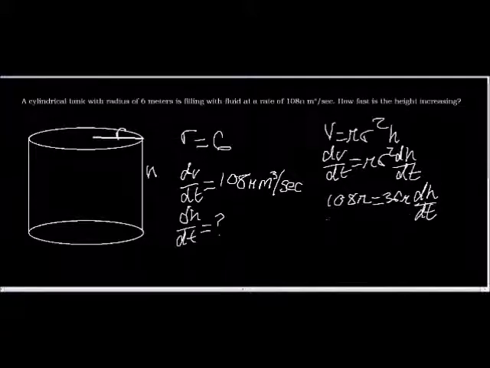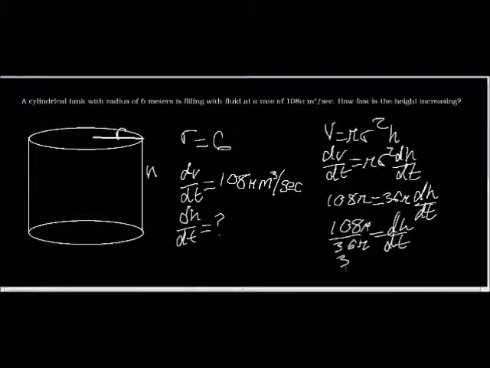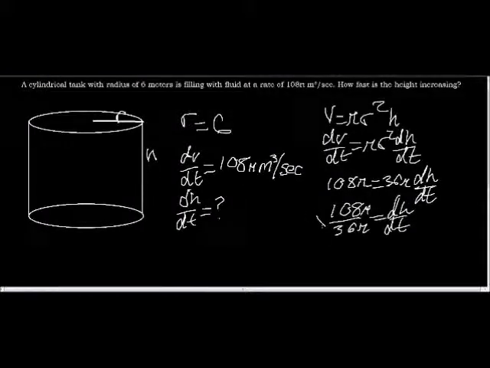Then you solve for dh dt by doing 108 pi over 36 pi, and that simplifies to 3 meters per second equals dh over dt.